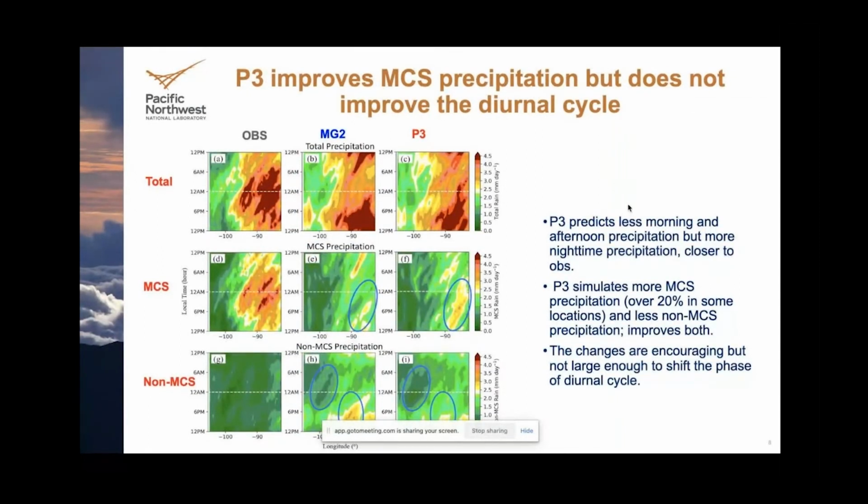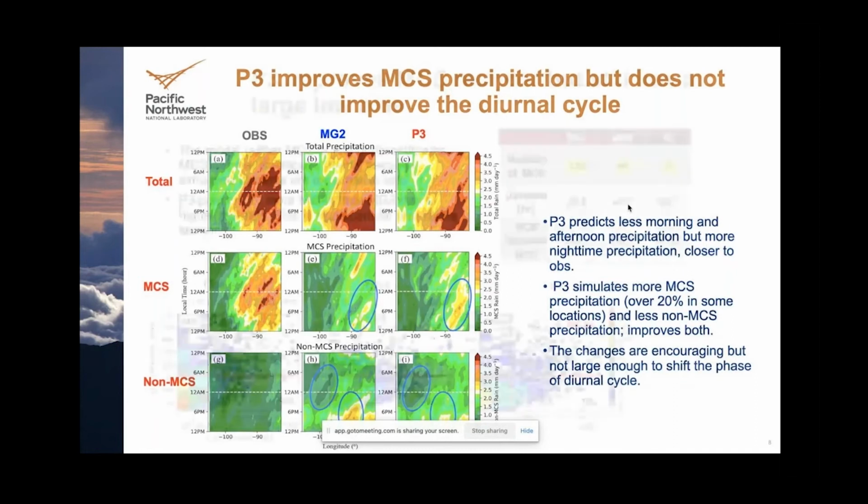So here showing the Hovmoller figure. On the y-axis is the diurnal cycle, and on the x-axis is the longitude. On the top is the total. You can see P3 predicted the next morning precipitation. On the top is morning, the lower part is the afternoon, and the middle is the night. You can see we predict less morning and also less afternoon precipitation. But in the middle, at 12 a.m., you can see we predict more nighttime precipitation. It's promising, going in the right direction. But the magnitude is not large enough to change the phase of the diurnal cycle.